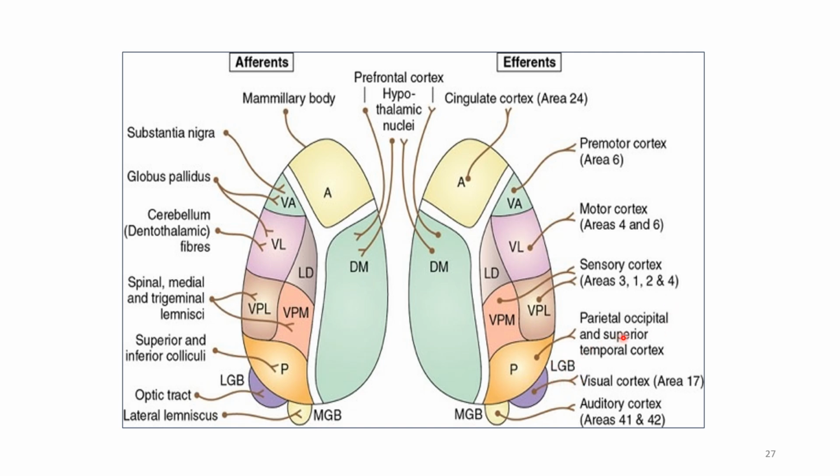From pulvinar, it will go to occipital, parietal occipital and superior temporal cortex. And LGB will go to visual cortex, area number 17. And MGB will go to auditory cortex, areas 41 and 42. So these are the afferents and efferents of the thalamic nuclei.